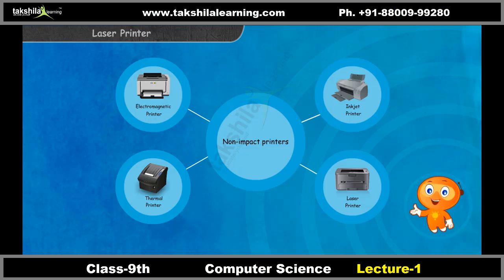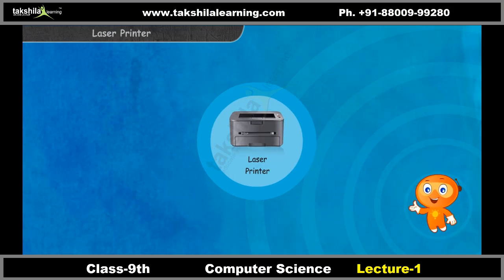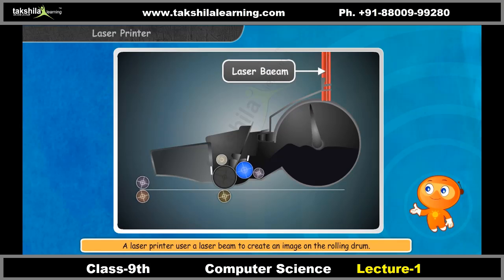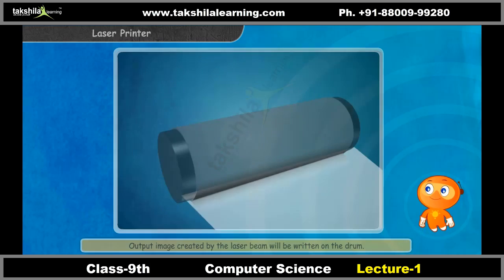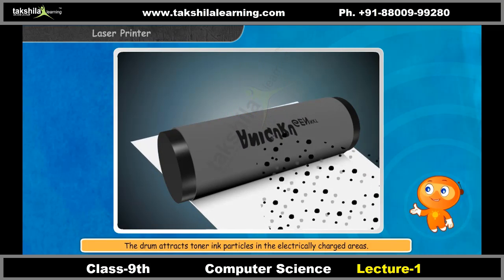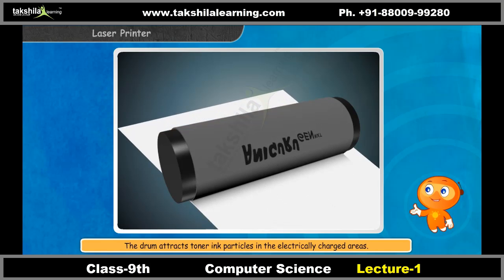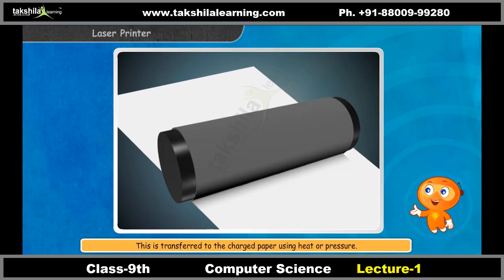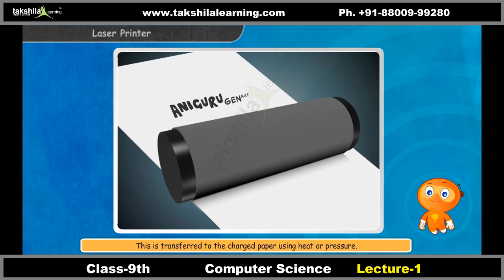Now let us see the working of laser printers. A laser printer uses a laser beam to create an image on the rolling drum. Output image, created by the laser beam, will be written on the drum. The drum attracts toner ink particles in the electrically charged areas. This is transferred to the charged paper using heat or pressure.